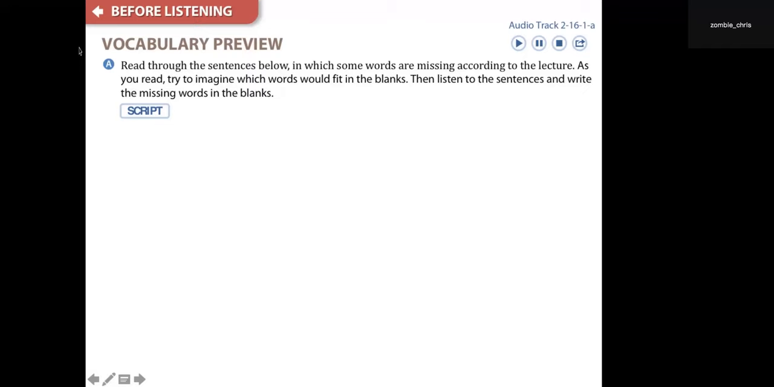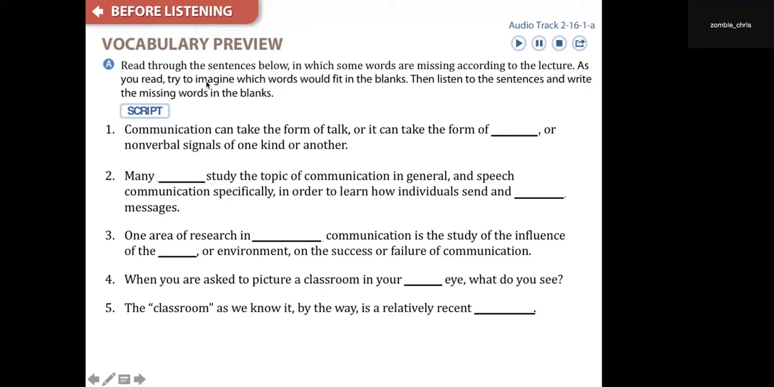All right then. So, in the missing words, if you could take a few minutes and try to imagine which words would fit in the missing spaces.